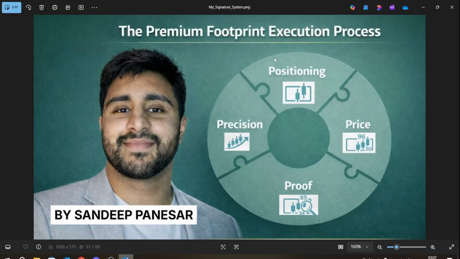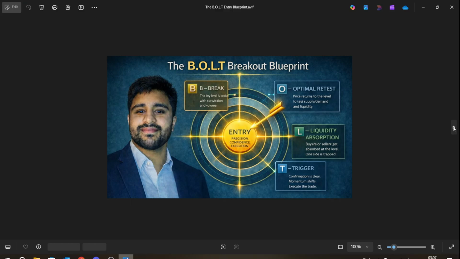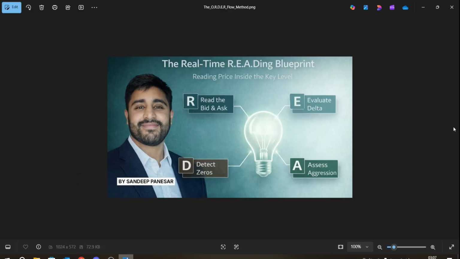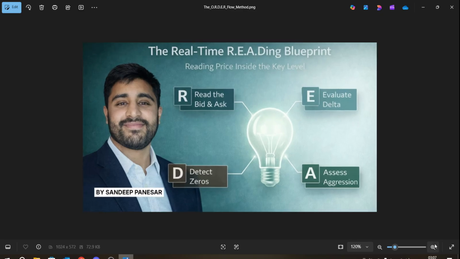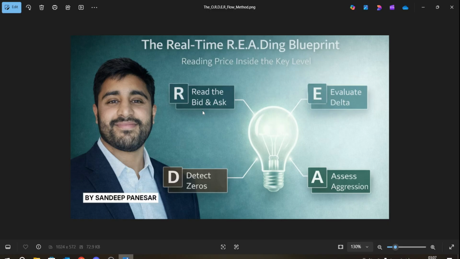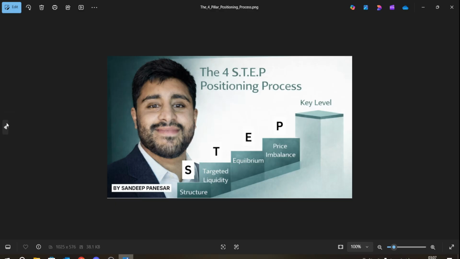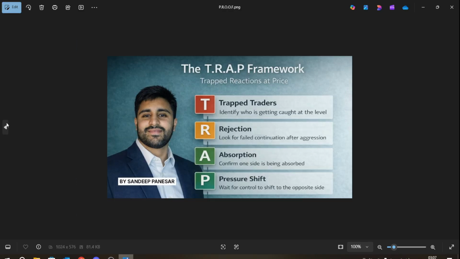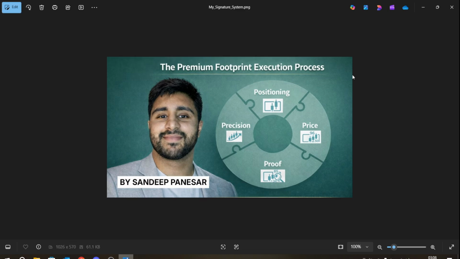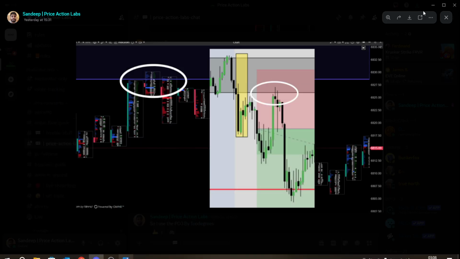So positioning, a 4-step process for that. Read price based off the order flow. So how do we read price? There's a very specific way to do it, right? We want to be reading price with the real-time reading blueprint. You want to read the bid and ask, evaluate the delta, assess aggression, and then detect zeros, right? And once you've done that, you then want to see who is trapped. So use the TRAP framework, and then you enter with precision. That's how I do it.